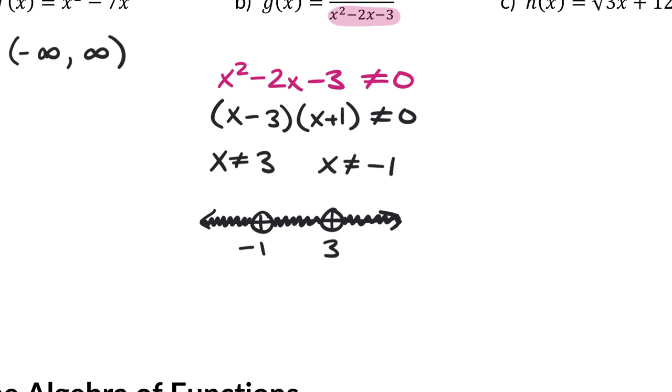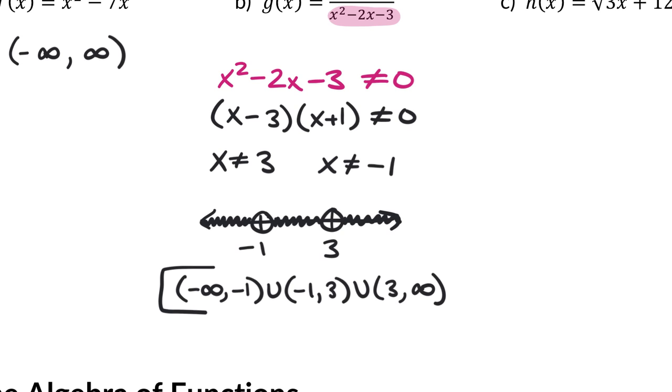So to write this in interval notation, I would say the parts that I shaded in started at negative infinity, went to -1, went from -1 to 3, and went from 3 to positive infinity. There's 3 little breaks in my graph, 3 intervals, so I have 3 intervals in interval notation.